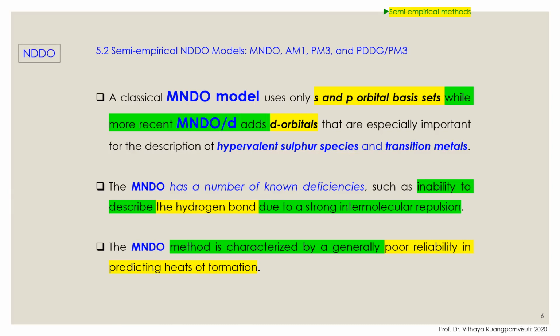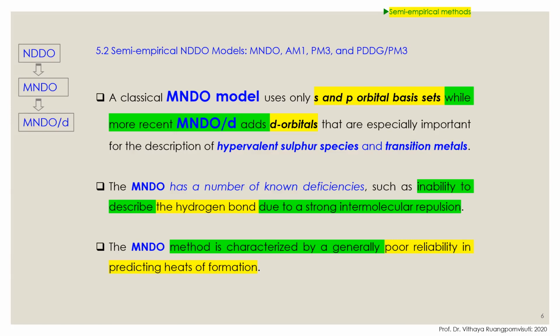A classical MNDO model uses only s and p orbital bases, while the more recent MNDO/d adds d orbitals, which are especially important for the description of hypervalent sulfur species and transition metals.